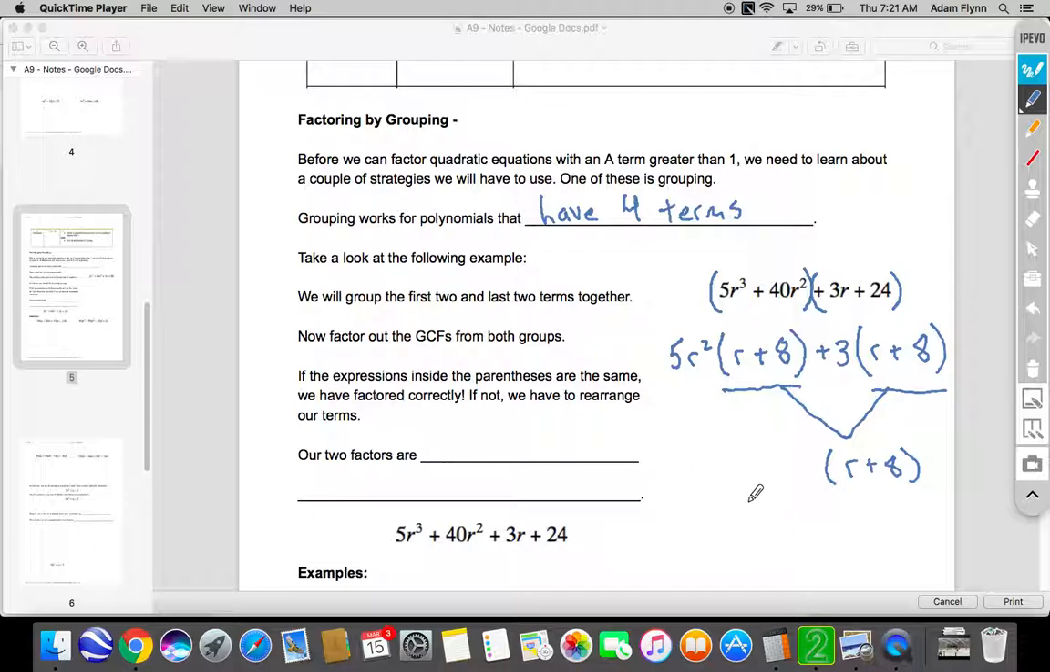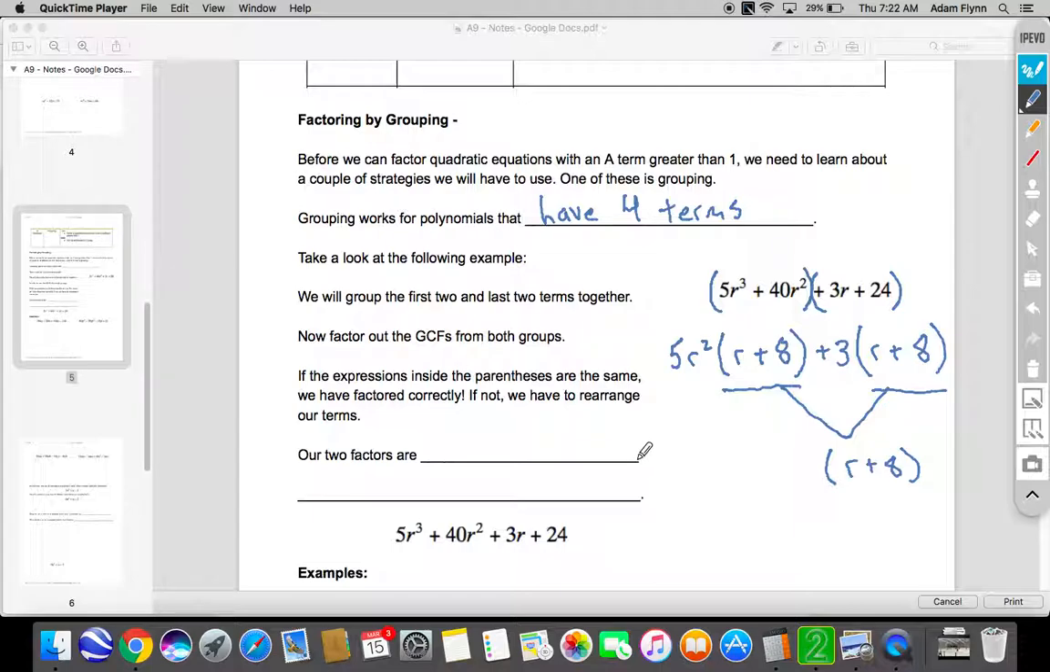If we group and we take out our GCFs and we realize that this expression does not match this expression, we have done something wrong. We have not factored correctly. So there might be some trial and error involved. Notice how we had 5r cubed plus 40r squared plus 3r plus 24 in this order. You may need to switch the order around in order to factor this correctly. So if you don't get it the first try, don't worry about it, just play around with it.